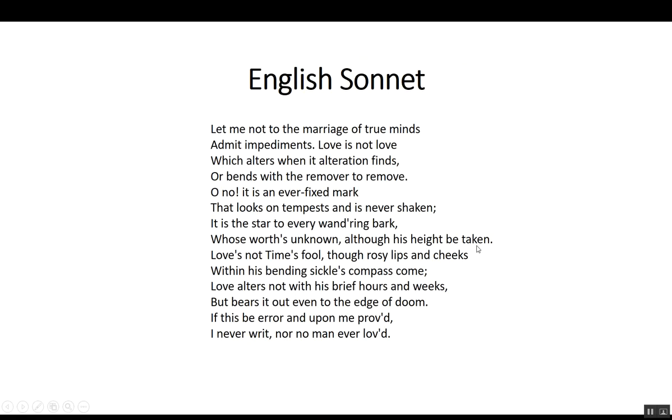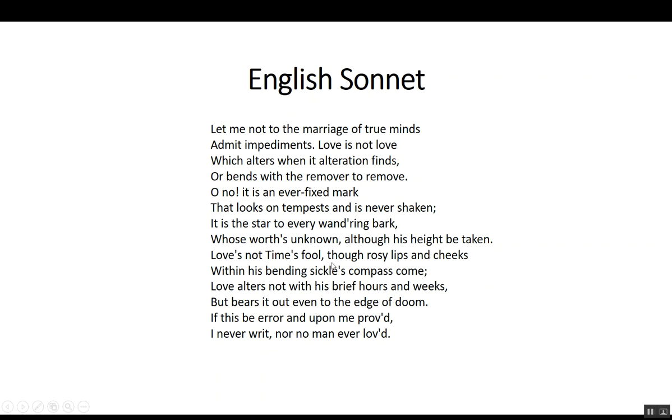Let me not to the marriage of true minds admit impediments. Love is not love which alters when it alteration finds, or bends with the remover to remove. Oh no, it is an ever fixed mark that looks on tempests and is never shaken. It is the star to every wandering bark, whose worth's unknown, although his height be taken.